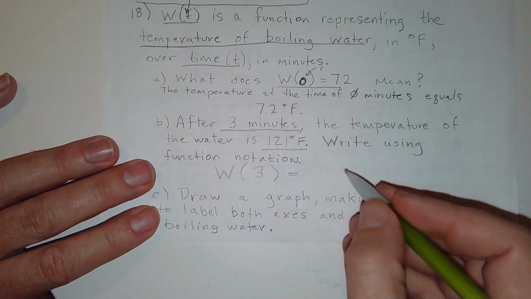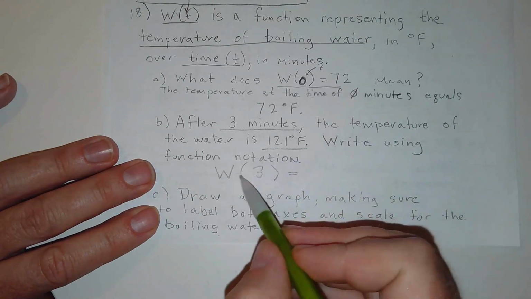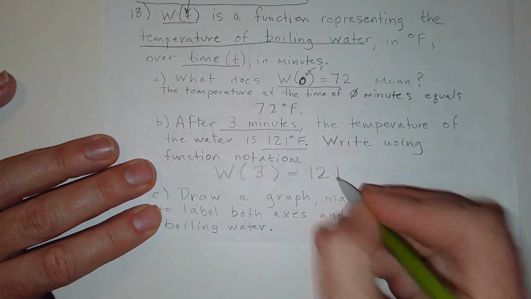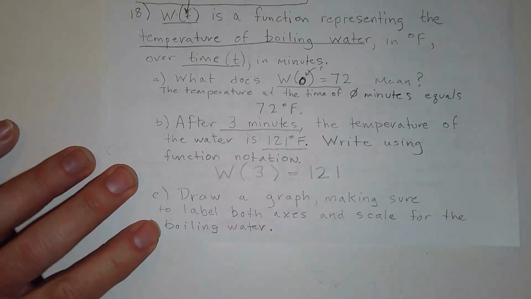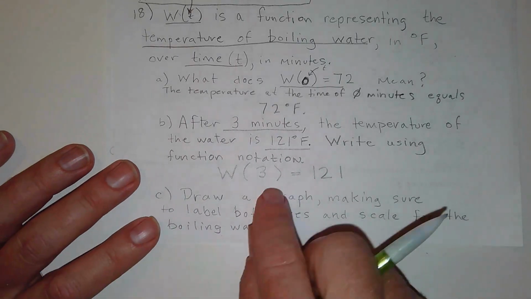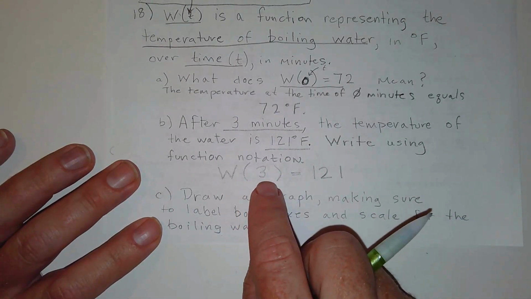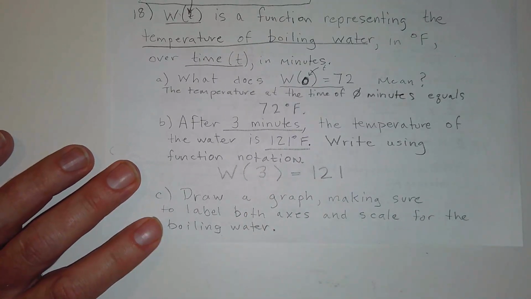And then I know the other numbers have to go in the other place, but in this case I know that W of the time equals the temperature. So W of 3 equals 121. So again, I've just taken a long sentence and wrote it quickly. And if I know what the function is, then I can read that by saying the temperature at the time of 3 minutes is 121 degrees Fahrenheit.